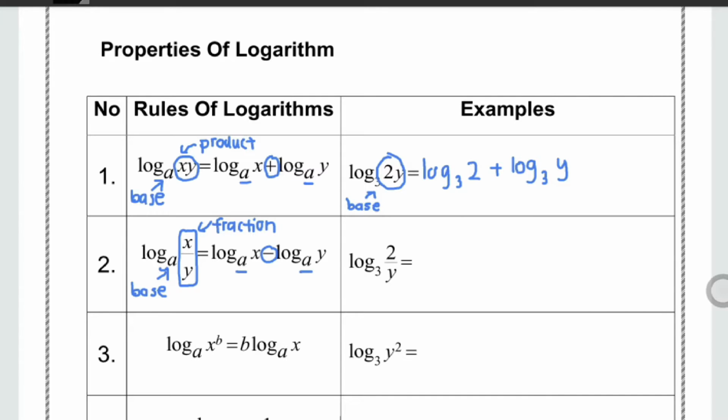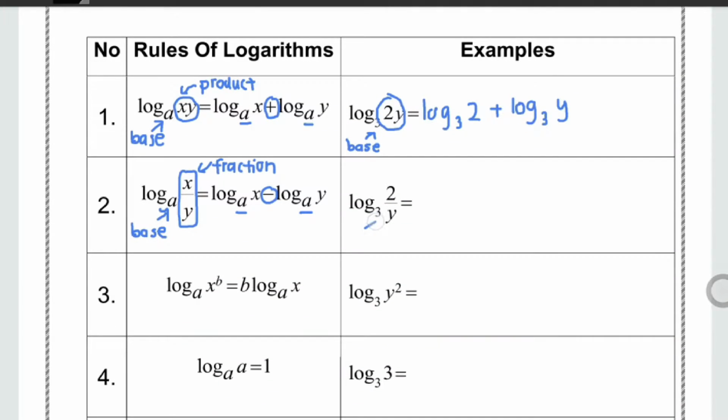So look at the example we have here. Log 2 over y base 3. 3 is the base and 2 over y is the argument, which is 2 divided by y. So the answer is log 2 base 3 minus log y base 3.